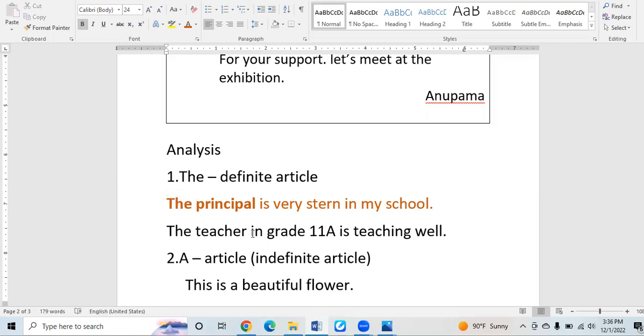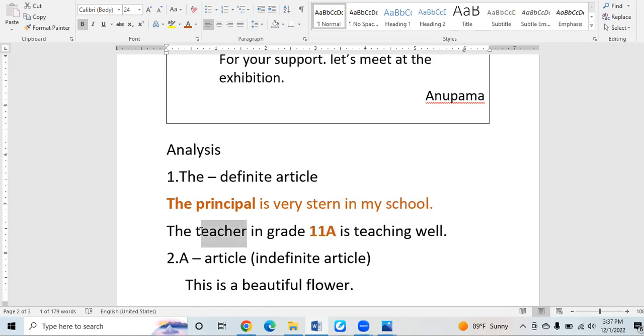Okay. The teacher in grade 11A is teaching well. Now if you say the teacher in grade 11A, that means you have bounded this teacher to 11A. She is in 11A, and this teacher is teaching well. In this grade 11A, there's only one teacher who is handling all the subjects there. So she is teaching well. We don't have any other teachers recruited there to teach other subjects.